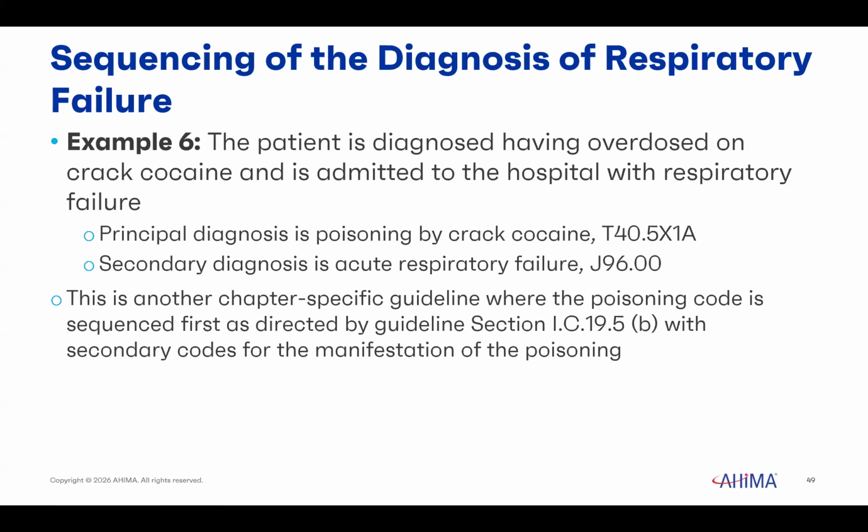Here's another one. A patient is diagnosed as having overdosed on crack cocaine and is admitted with respiratory failure. Again, we see another chapter-specific guideline where the poisoning code comes first, then the respiratory failure. So we have T40.5X1A, a 7-character code, poisoning by crack cocaine. It's poisoning per the chapter-specific guidelines. Poisoning codes always come first.